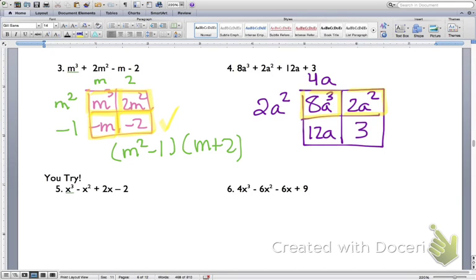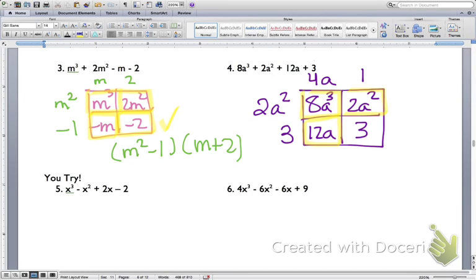Next box here, 2a squared. On the inside, we already have 2a squared on the left, so we have everything we need. We just put a 1 on the top. This next one, 12a. The top, we have 4a, so we have the a. We just need to get the number 12. 4 times what is 12? We need a 3.